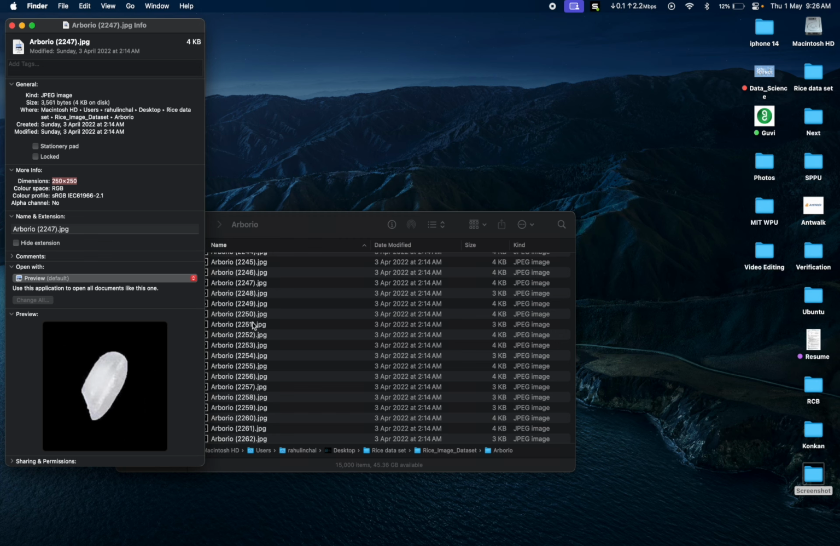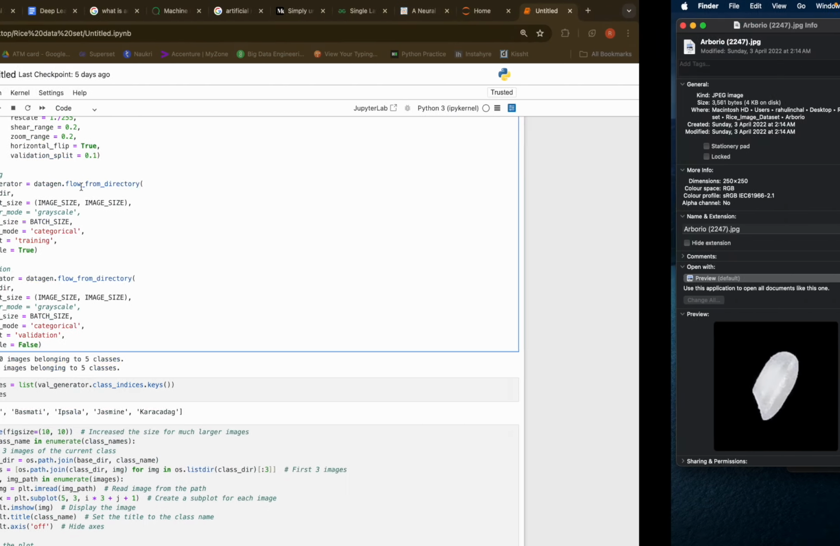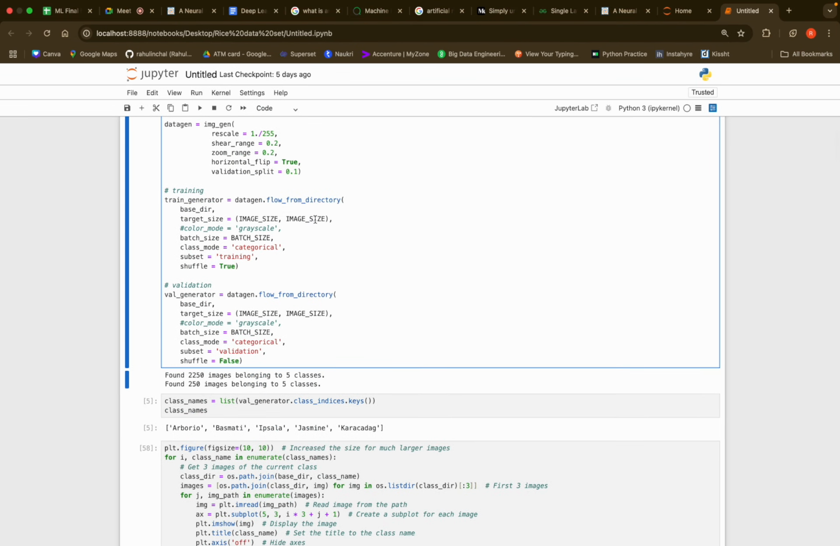I know that every image of mine is 250 by 250, but what if there is one image out of 15,000 samples which is out of this dimension? At that time my model will not work. Hence even though my data is clean, I still have to mention that. Fine. Hence I have kept it as image size by image size.